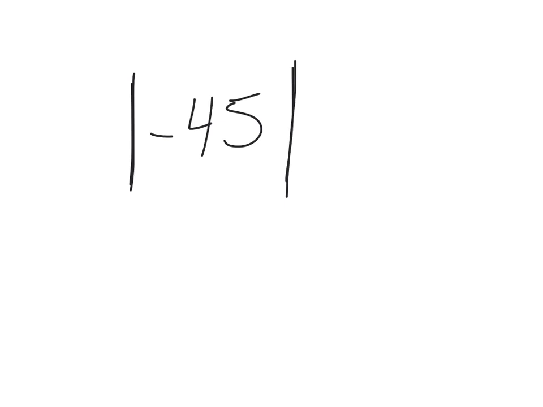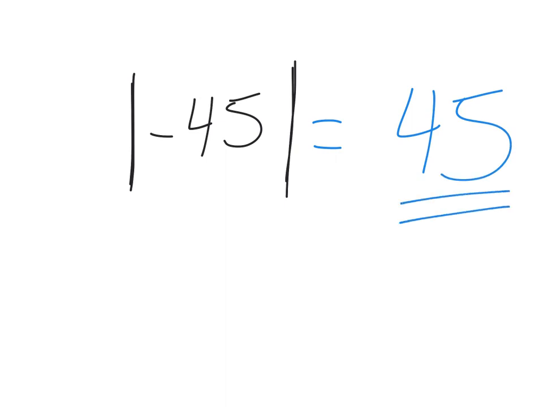So remember, the absolute value of any number is simply just that number without any positive or negative sign on it, because it represents the number of spaces from 0. So the absolute value of negative 45 would be 45. The absolute value of 12 would be 12, and so on and so forth.